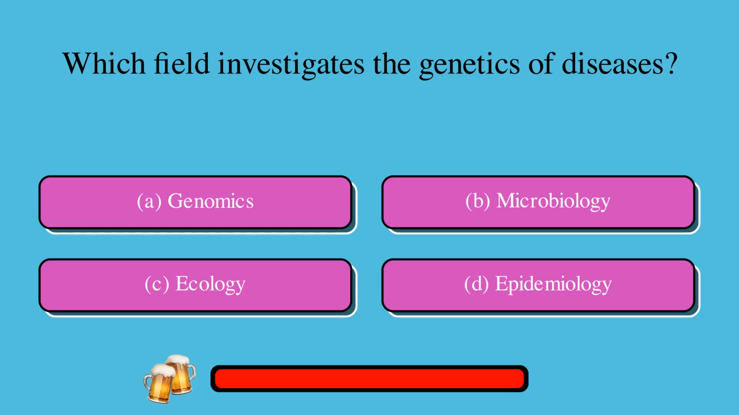Which field investigates the genetics of diseases? A, genomics, or B, microbiology, or C, ecology, or D, epidemiology? The correct answer is A, genomics.